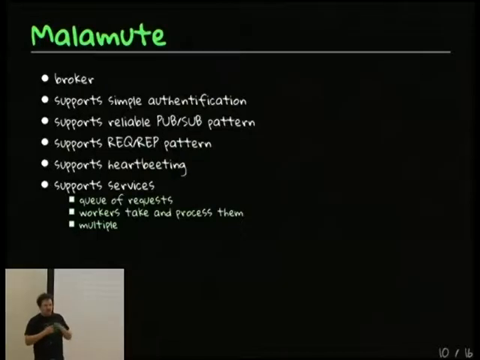And it also supports something called services, which is a common queue for multiple workers. Imagine that you have multiple machines that can process requests, and you are getting requests from the network, and these requests are queued on the broker, and any of the workers can fetch the request, process it, and send the response back. So that's the third pattern that this simple broker supports.